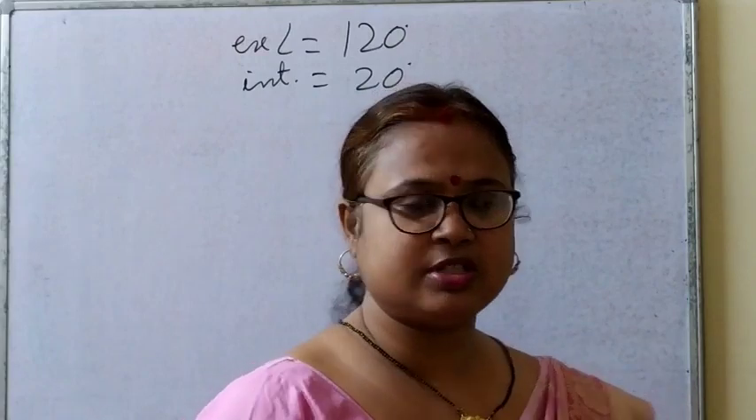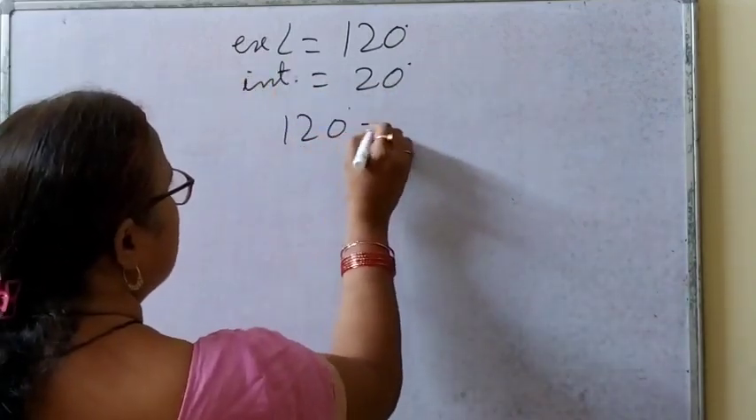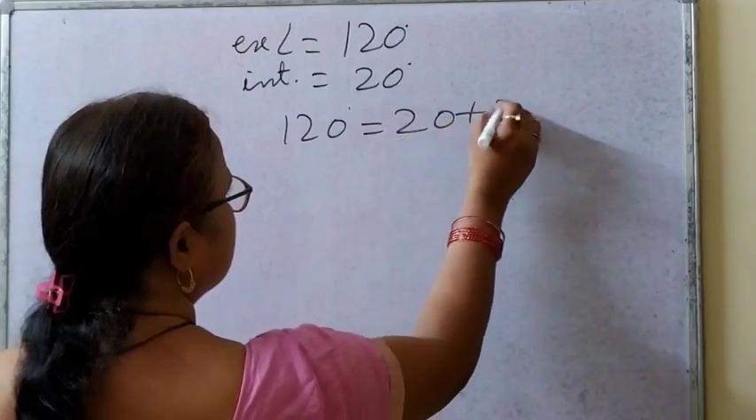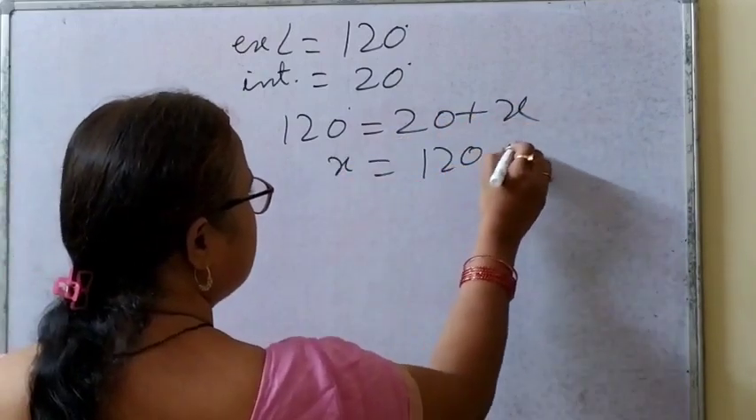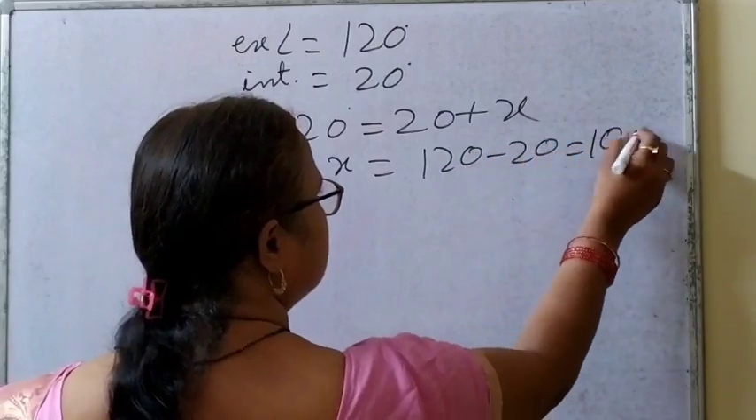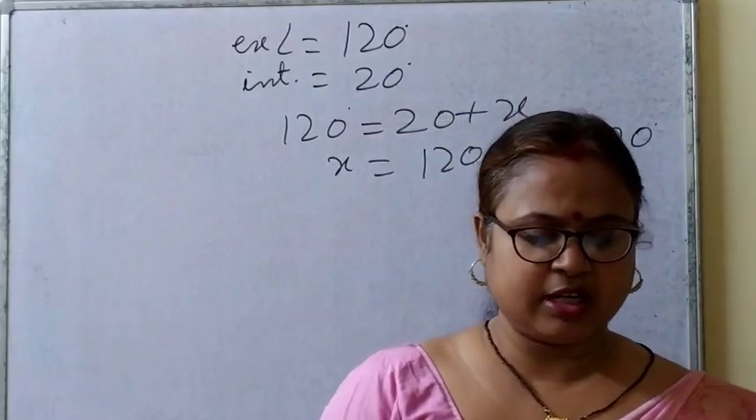You know the concept that the exterior angle is equal to the sum of its two interior opposite angles. So the value of x will be 120 minus 20, which is equal to 100 degrees. Clear? So mentally also you can solve.